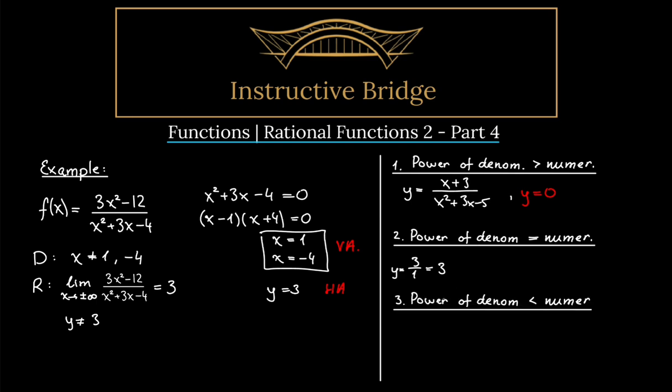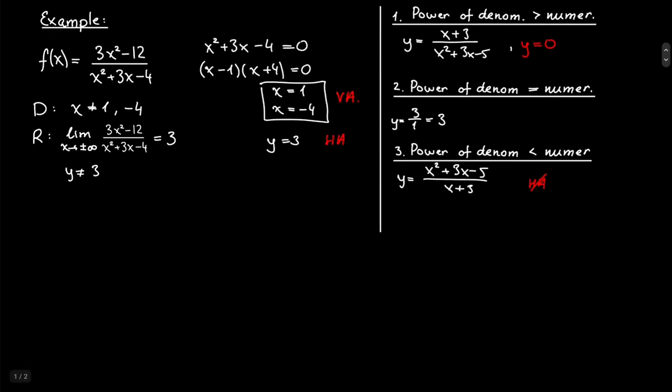Now, the very last case, the third one, is going to be that the power of the polynomial in the denominator is actually less than the one in the numerator. So we take that same example as the first one, or we're just going to flip it. We're going to write x squared plus 3x minus 5 divided by x plus 3. What happens here? Here, we won't have a horizontal asymptote. This is more of a special case, and we're going to have a different kind of asymptote, which I will definitely come back to later. However, for now, let's just continue with the example that we are solving.